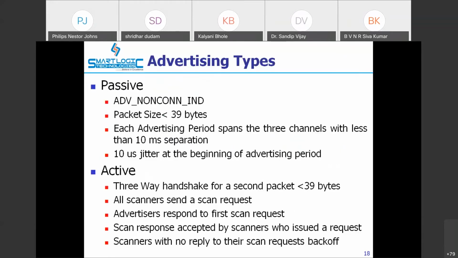There are two types of advertising, either passive or active. Passive is where we transmit periodically, but in the case of active, there may be some events that occur. Your smartphone or your client has to scan the device, and at that time you have to respond to the client, so that way the active mode is used. So we can use the two modes, but most of the time passive is sufficient.